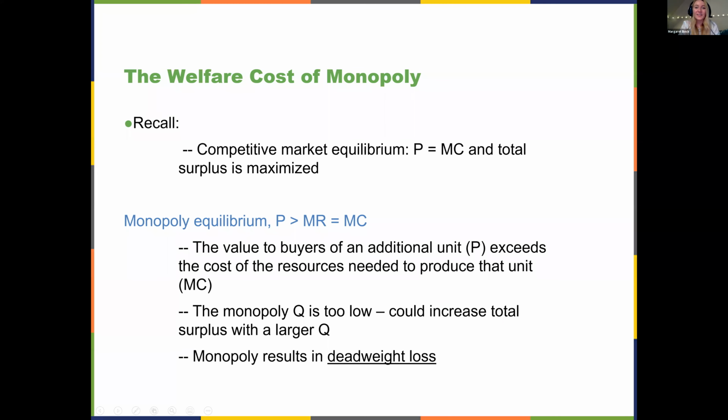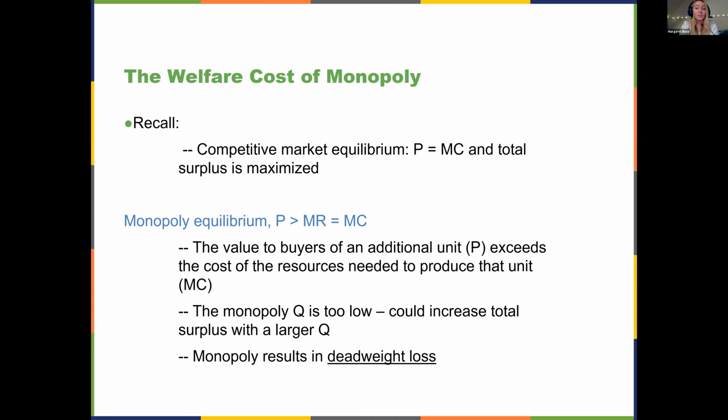Hello everyone. This is the fourth video in the Monopoly series of videos on this YouTube channel. This video is going to be broken down into two separate parts. The first part of the video, we're going to be talking about the welfare costs of monopoly.